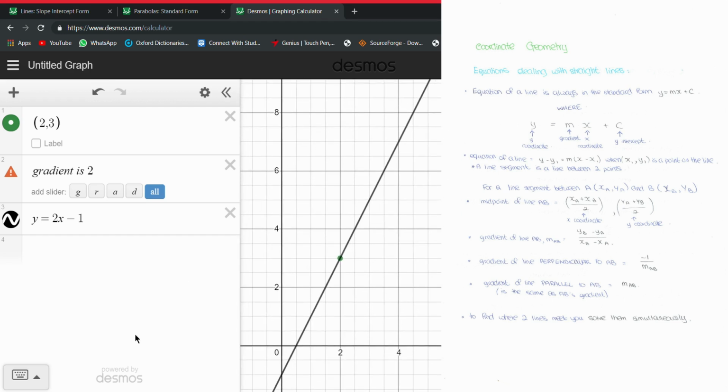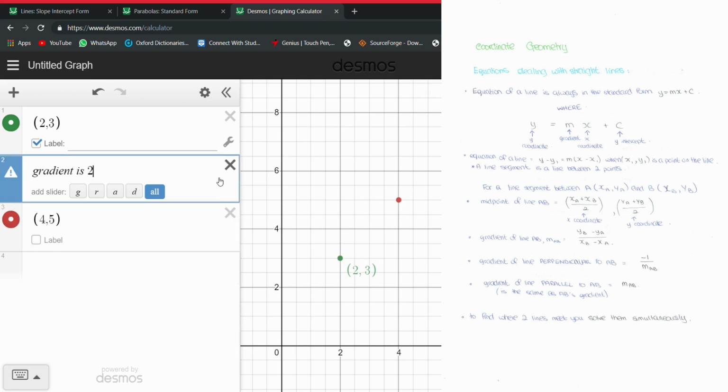Next thing you want to use, and let's say, okay, let's call this point A. We're calling 2, 3 point A. And let's call another point, because I'm uncreative, it's going to be 4, 5. Can you tell where I got my inspiration? Point B. Now you see, this equation doesn't line up because this gradient isn't 2, if that makes sense.